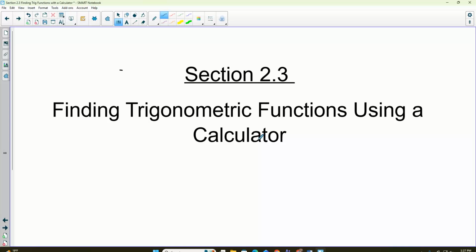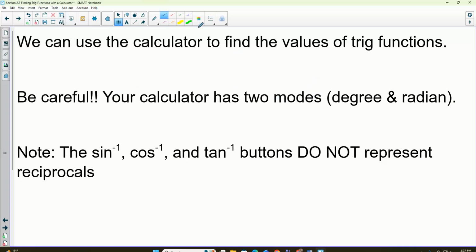A couple words of warning. Your calculator has two different modes, degrees and radians. We have not learned about radians yet, so we need to be in degree mode. To check that, you're going to push the mode button. It's right next to the blue second button. And third line down, there's radians and there's degrees. Make sure degree is highlighted, and then you can just clear out of it. So if you're using my calculators, I would check that every time because it does get switched frequently.